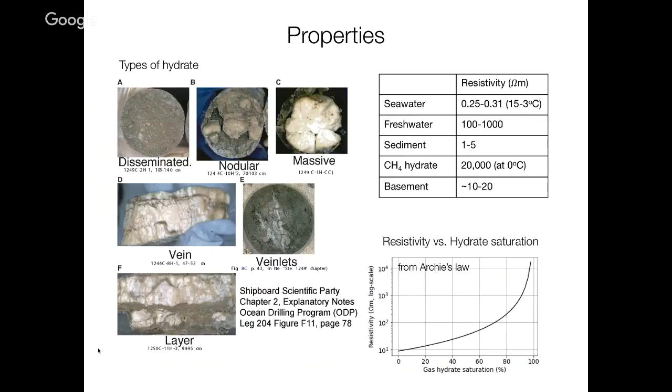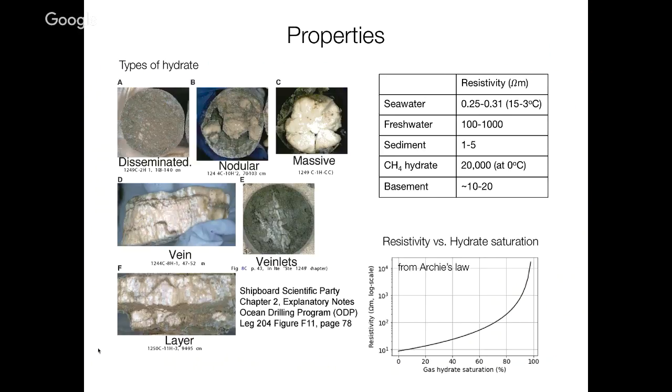First of all, just to look at hydrates, they come in all kinds of shapes and sizes. They could be disseminated, nodular, massive, or come in veins, veinlets or layers. So all shapes and descriptions. But if you look at the resistivity of the hydrates, they're all quite resistive, very temperature dependent. Seawater, as we saw before, was about a quarter ohm meter. Freshwater was really resistive. Sediment was conductive. And the hydrate at 0 degrees Celsius is like 20,000 ohm meters. So it's a big resistor.